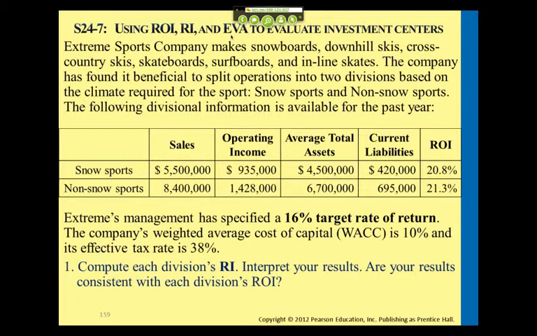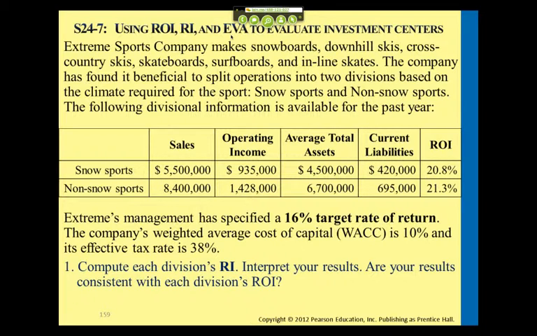All right, so let's look at 24/7, and let me go over this just to help you settle this down. So, extreme sports company, again, we're making snowboards, same story. We have the same information given to us: sales, operating income, average total assets, current liabilities, and ROI is given to us. We have the same, the rest given. Now, what we need to do is, instead of ROI, compute RI, and then compare it to the previous results that we got.